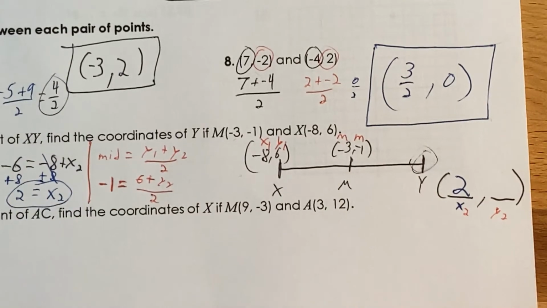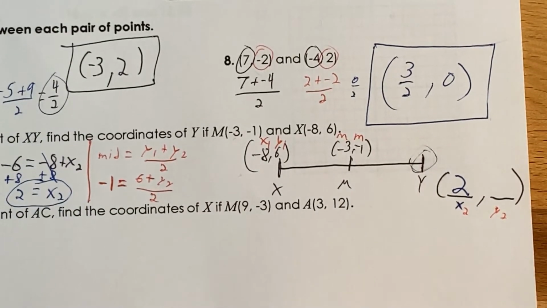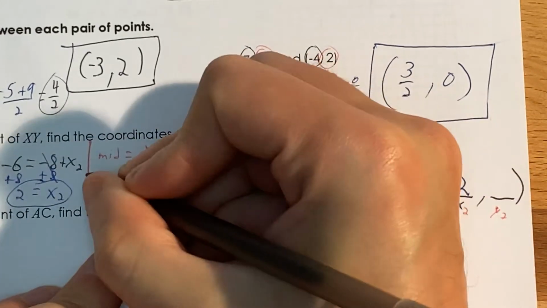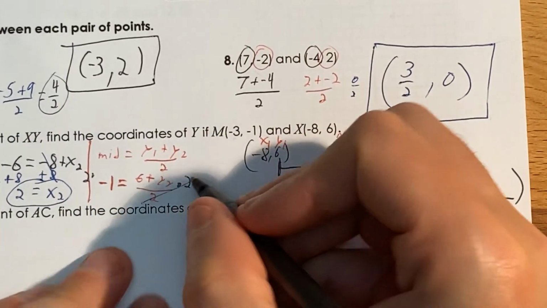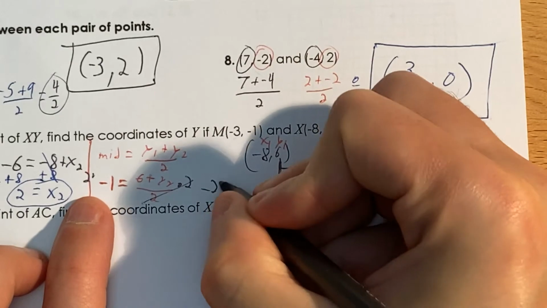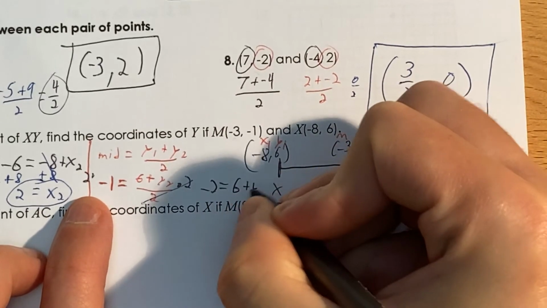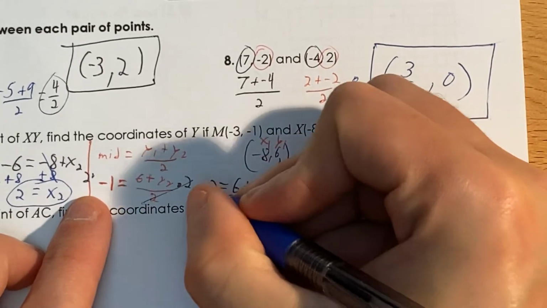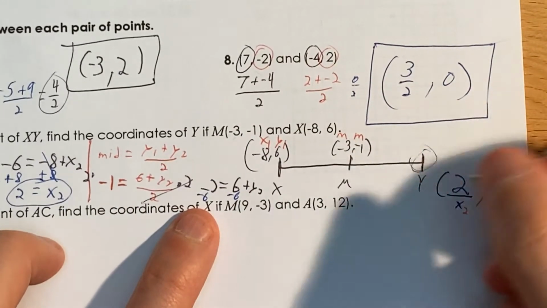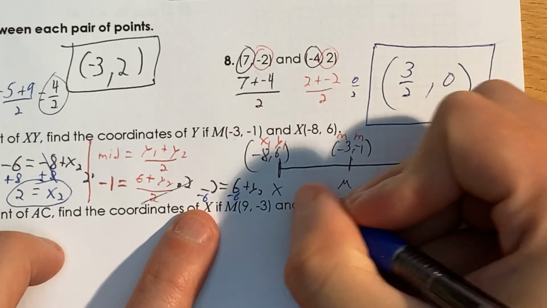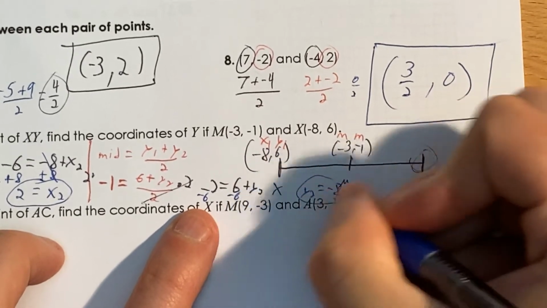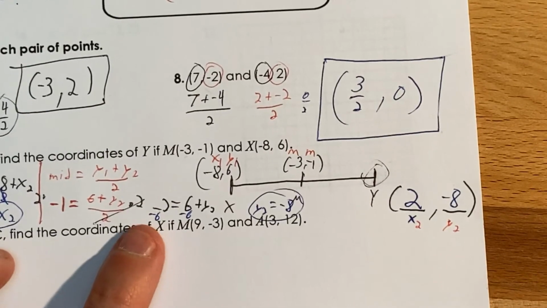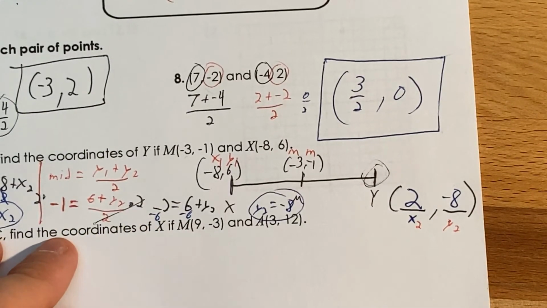Once again, I'd recommend pausing, see if you can finish it from there. Times 2. You end up with negative 2 equals 6 plus y2. And then subtract 6 from both sides and you get negative 8. So the midpoint's going to be at 2, negative 8.